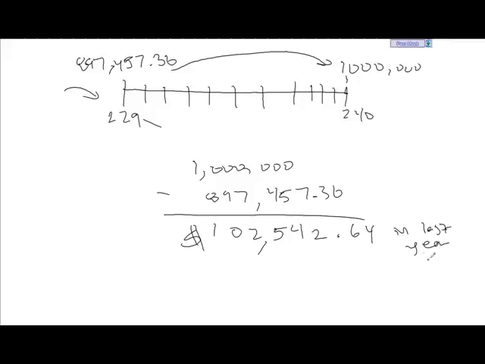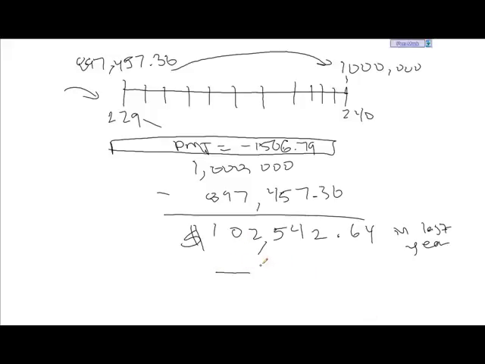Now, we have to be careful. We can't just stop here and say this is all interest, because we were putting in payments here. Over this last year, we were putting in payments of $1,506.79. So we've got to actually subtract that out, because that was money that came out of our pocket. We don't want to think about that as interest, because some of it isn't interest.